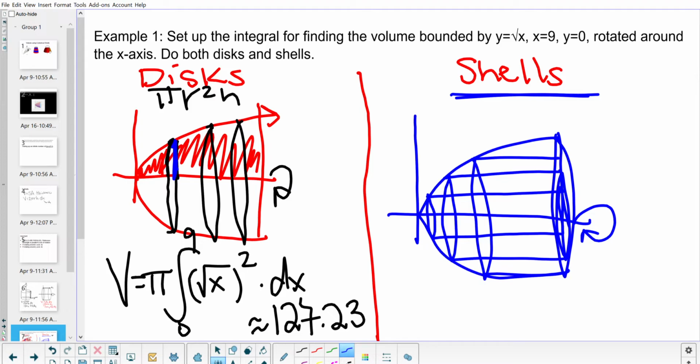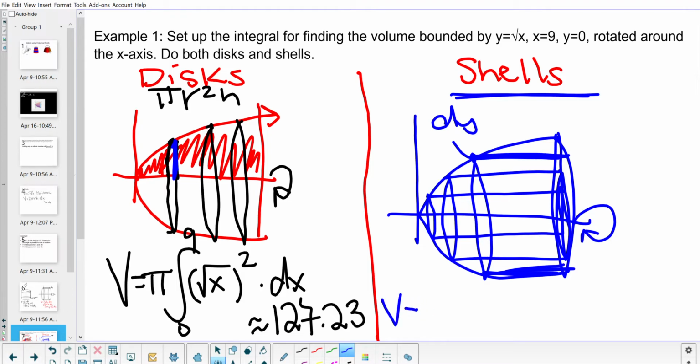Okay, so the volume here, well, since shells are parallel, our reference rectangle now has a thickness of dy. Okay, so if I'm looking at this rectangle right here, the reference rectangle is parallel. We're going to have to do this in terms of y.